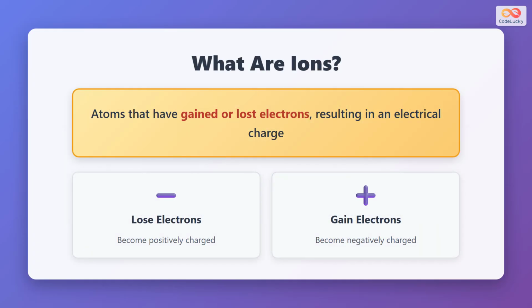So, what exactly are ions? An ion is simply an atom that has gained or lost electrons, resulting in an electrical charge. Remember, in a neutral atom, protons equal electrons. But when this balance is disrupted, the atom becomes charged. There are two ways this can happen. When an atom loses one or more electrons, it has more protons than electrons, making it positively charged. On the other hand, when an atom gains one or more electrons, it has more electrons than protons, making it negatively charged. This process of gaining or losing electrons is what transforms a neutral atom into an ion.